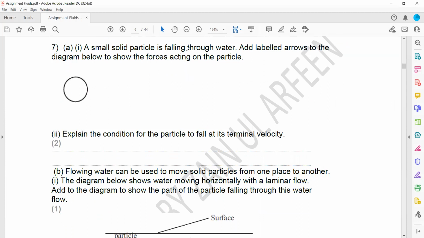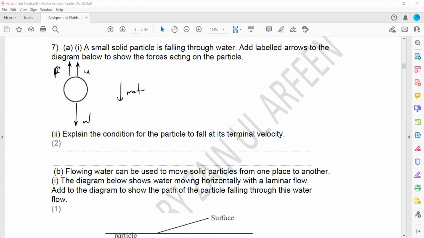Question 7A1. A small solid particle is falling through water. Add labelled arrows to the diagram to show how forces are acting. If it is falling through water, weight will act downward. The upthrust always acts upward, and viscous drag or drag force will also be there, which tries to oppose the motion, so that is also acting upward if the object is moving down.